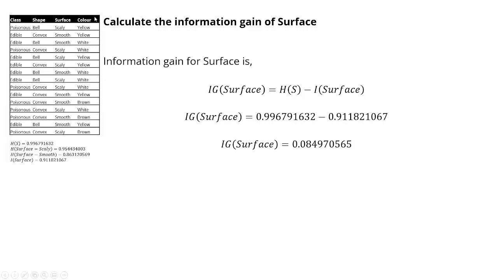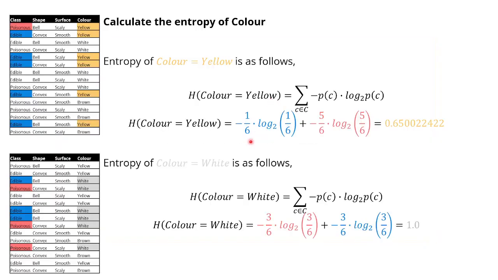Next, we calculate the information gain of color. Okay, this color column. So first, we calculate the entropy of the yellow color. Okay, so how many yellows are there? You can see here 1, 2, 3, 4, 5, 6. 6 yellows, right? Out of the 6 yellows, how many are poisonous?